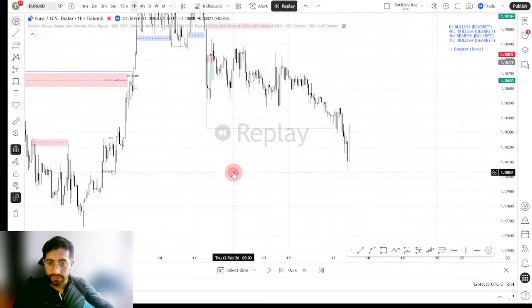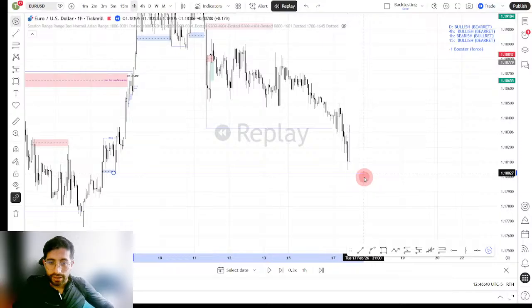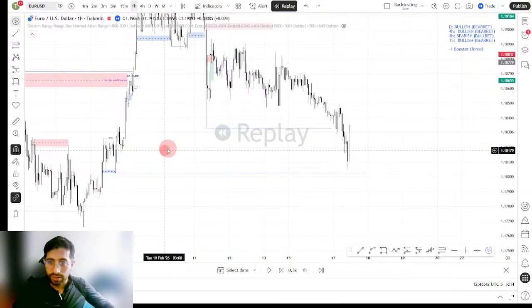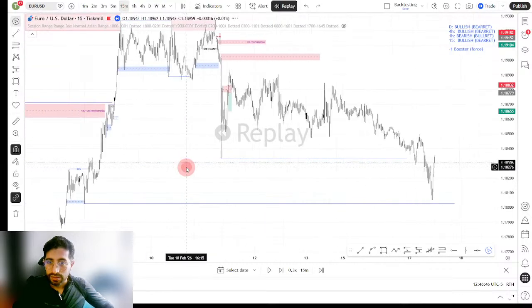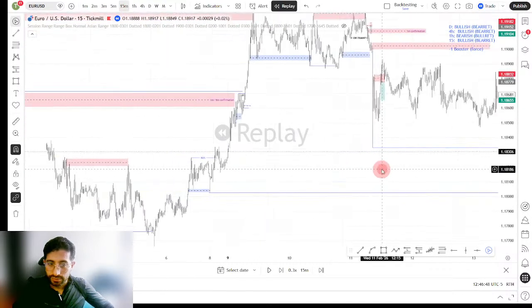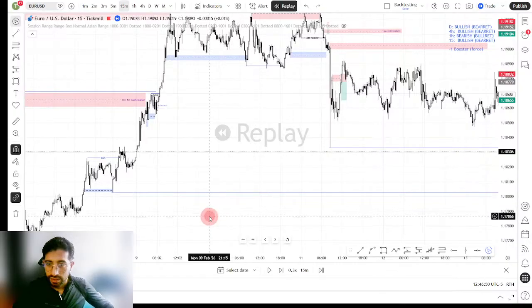This is the 15 minutes range, and the price is reacting in this order block in 15 minutes. Here. Oh well, here.